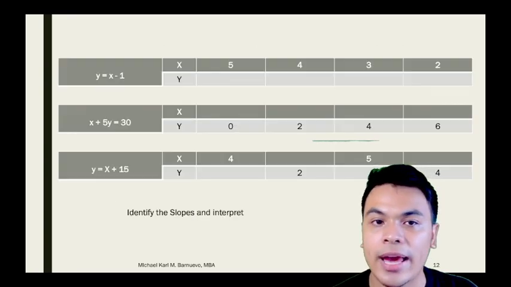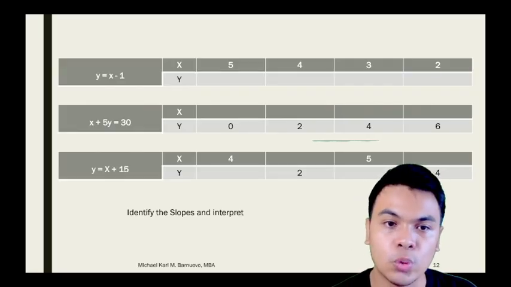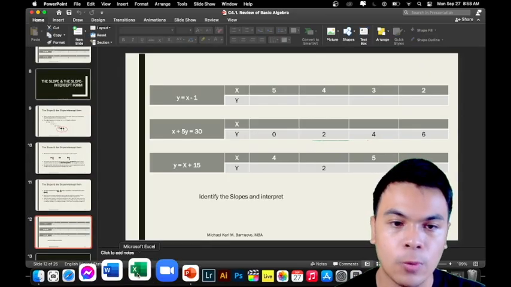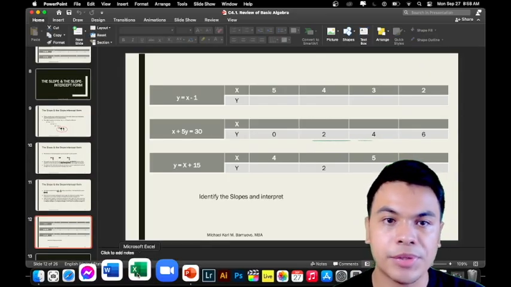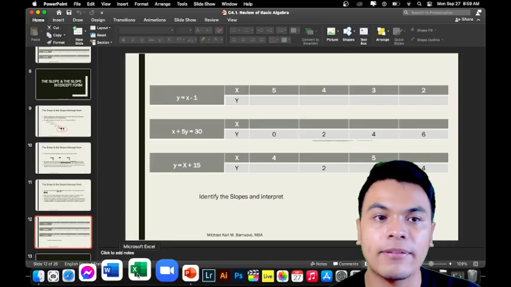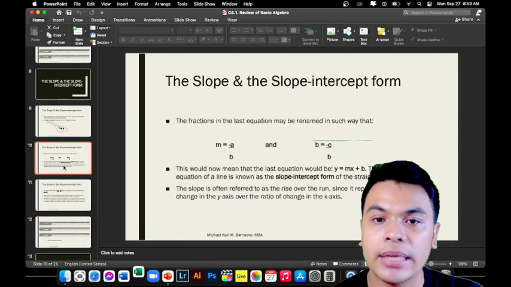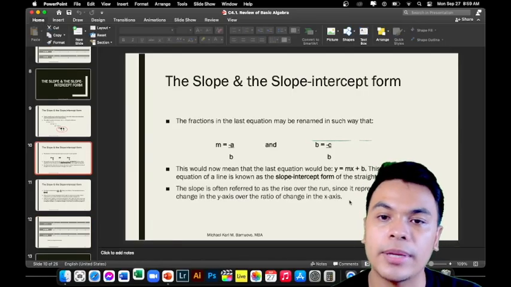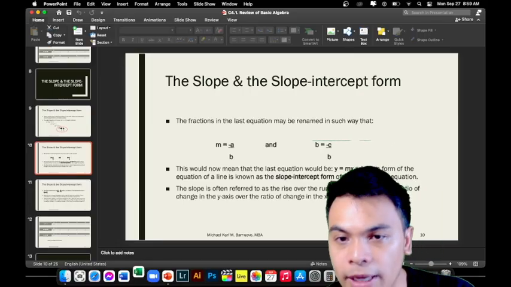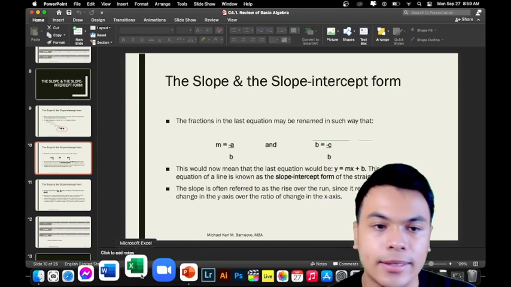Okay? So again, we have examples here, and our goal is to identify the slope. All right, let me exit this. I will open my Microsoft Excel. So we will do this again. Identify the slope. Let us just remember our slope-intercept form. The formula is y is equal to mx plus b. We're going to use this formula so that we can identify the slope. Okay, let us just wait.